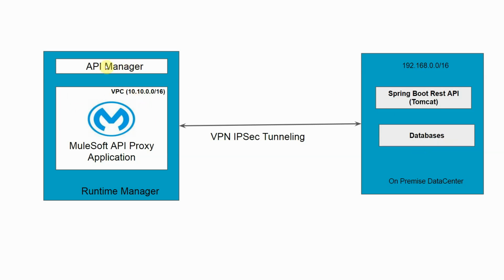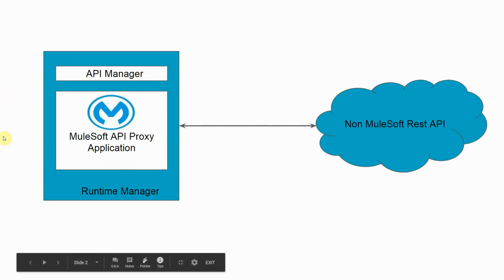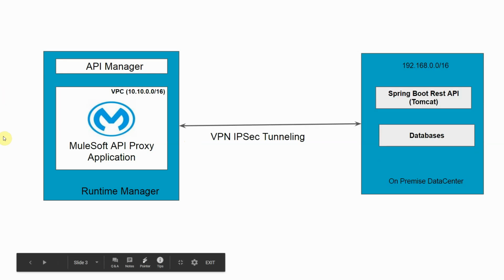From API Manager, we will deploy the API proxy application within the VPC in CloudHub. Once we deploy that, we will apply the policy on the API Manager. The request will come to the API Manager URL, and API Manager will validate the request against whatever policy we applied, like IP whitelisting or blacklisting. If everything is fine, the request will go to the on-premise Spring Boot based REST API. We are going to see this particular demo for now. For an application which is not accessible over the internet, you can do this particular setup.